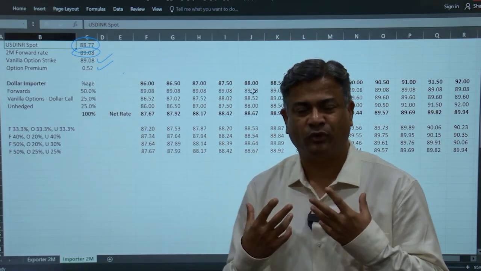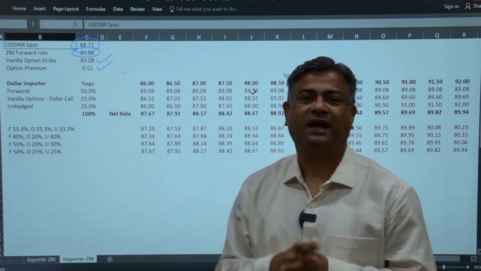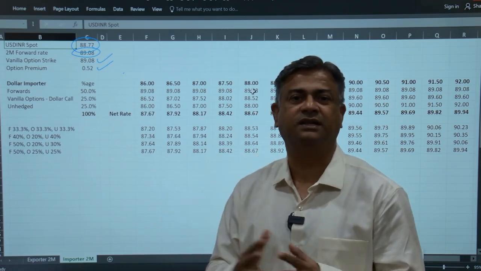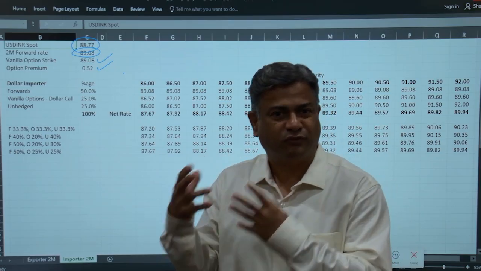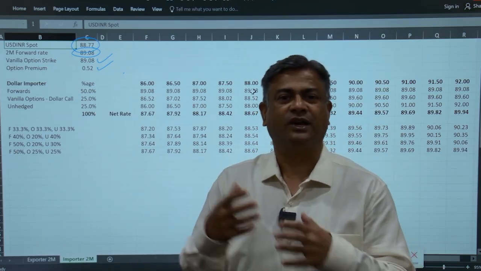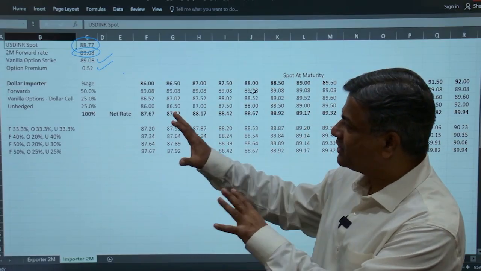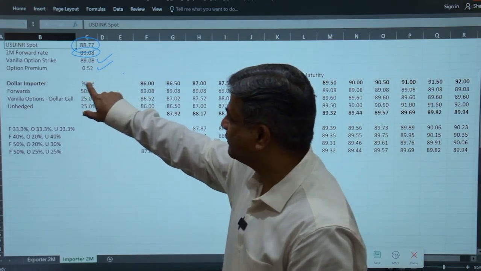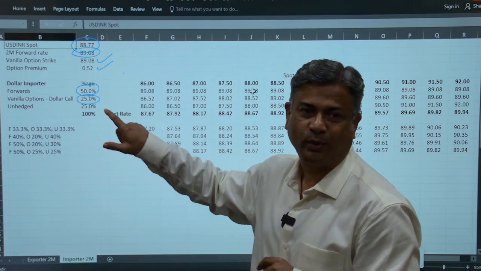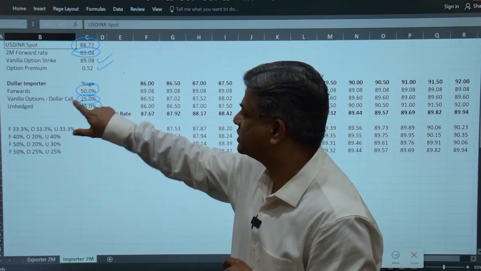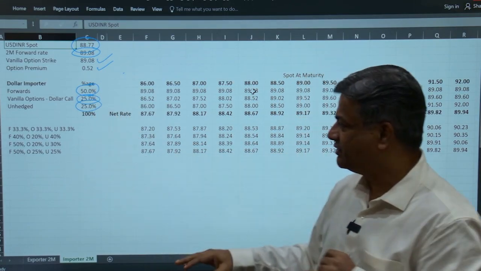That is what we have been saying multiple times in the past, that the most ideal risk hedging combination is of using forwards, vanilla options, and also to keep certain positions unhedged. So, here we are looking at using 50% forwards, 25% vanilla options and 25% I am keeping unhedged. So, that is the combination that I have.